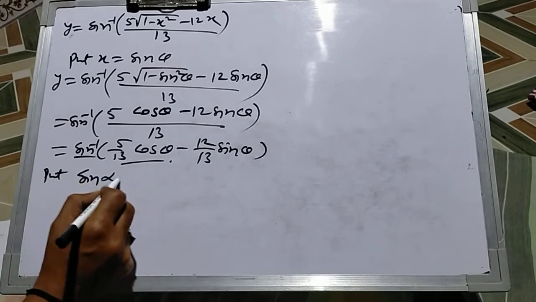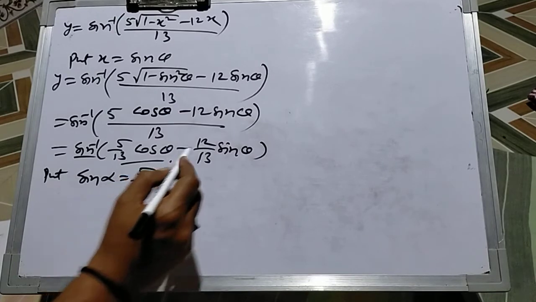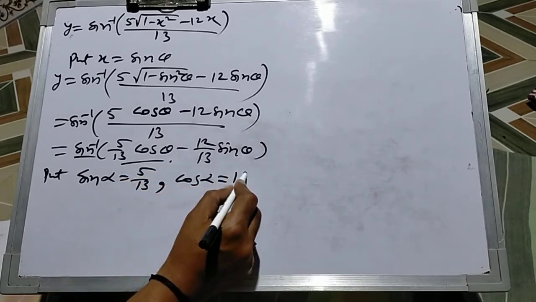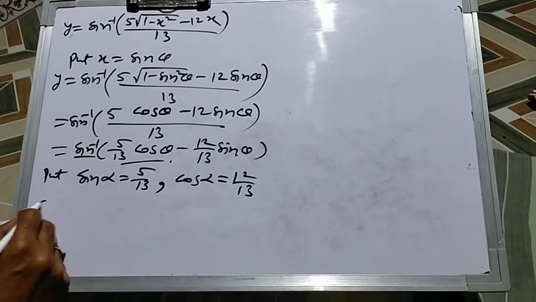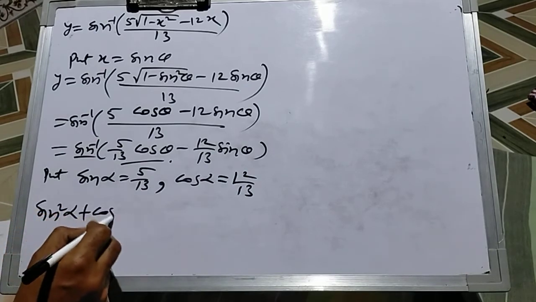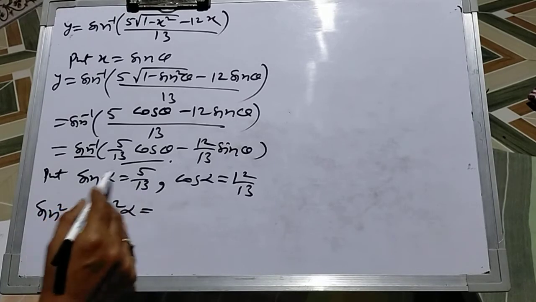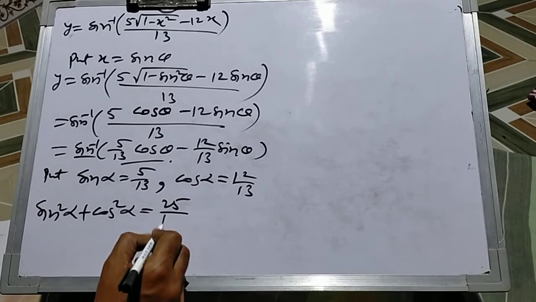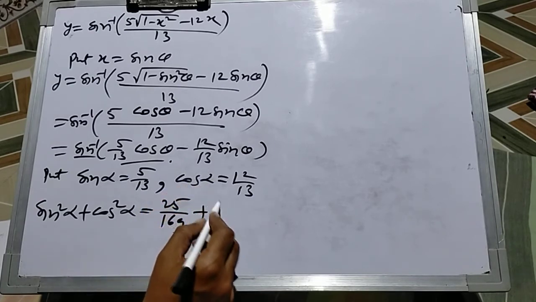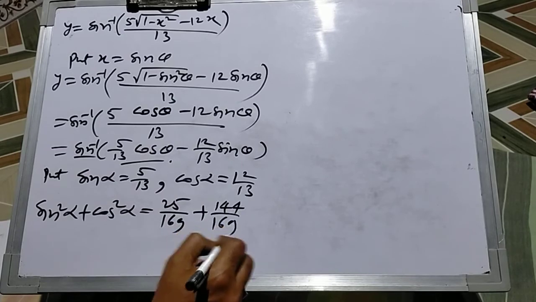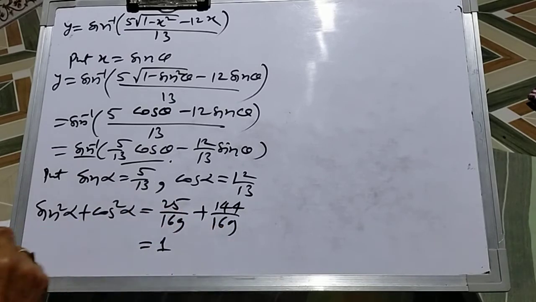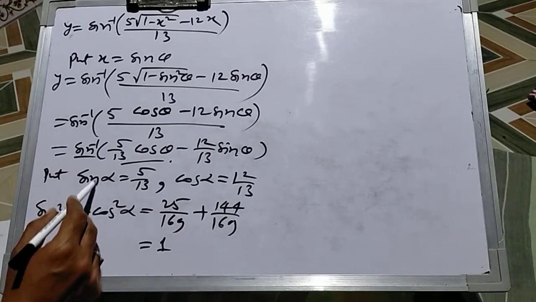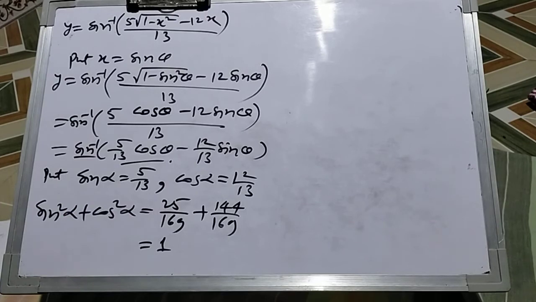sine alpha equals 5 divided by 13 and cos alpha equals 12 divided by 13. Therefore sine square alpha plus cos square alpha equals 25 divided by 169 plus 144 divided by 169. So the answer will be 1. So sine square alpha plus cos square alpha equals 1. So our substitution, sine alpha equals 5 divided by 13 and cos alpha equals 12 divided by 13, is correct.